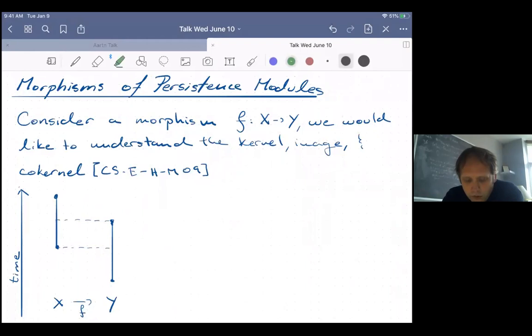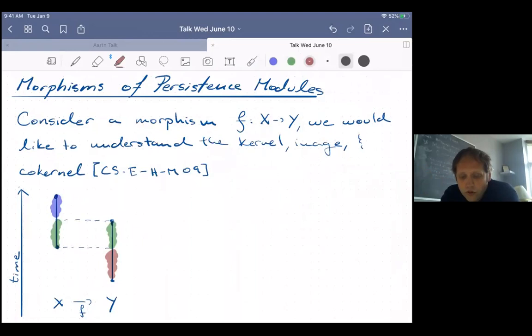And the way to think about this, and here I have the simplest possible persistence module of just one bar: x is one bar, y is another bar, and time is going upwards. The image is going to be this bit on the right-hand side, the kernel is going to be this bit, and the cokernel is going to be this bit. So I can decompose these things into images, kernels, and cokernels, and these are all going to have barcodes themselves. The image of F is a persistence module, the kernel is a persistence module, and so forth.